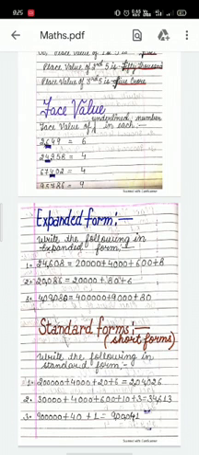The second example is 20,086. So we'll write 20,000. See, what you say is what you have to write. We say it as 20,086. We have written it in the same manner: 20,000 plus 80 plus 6.